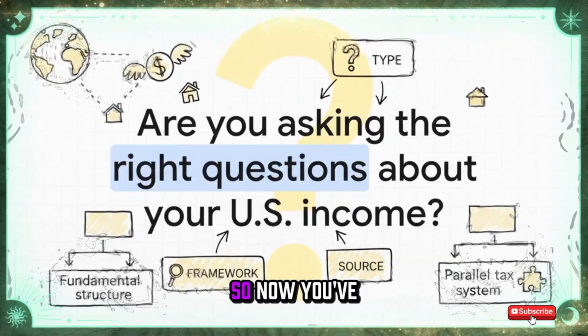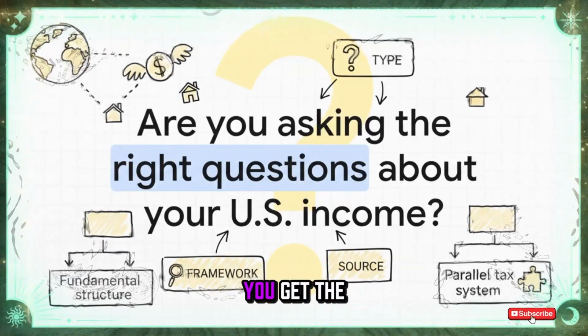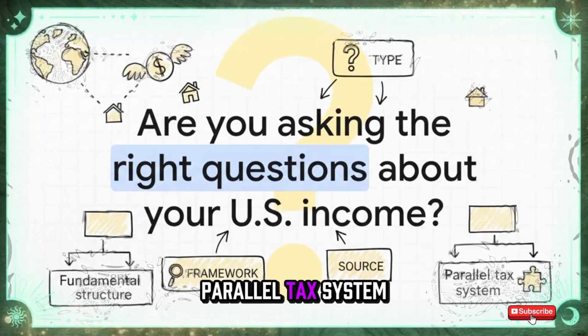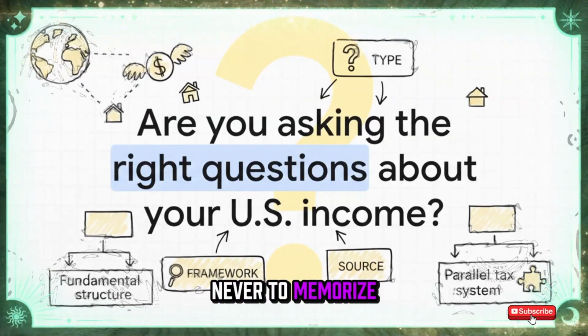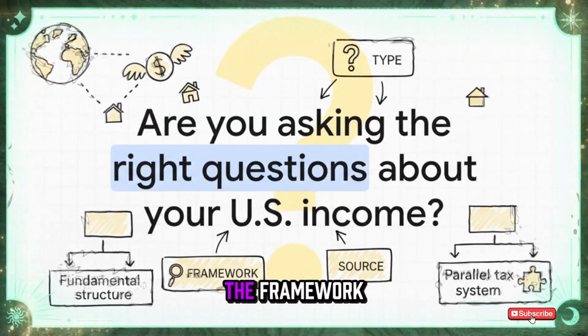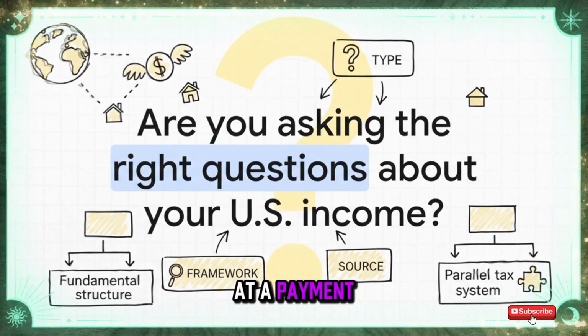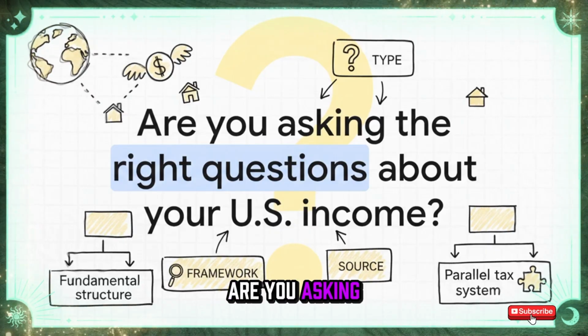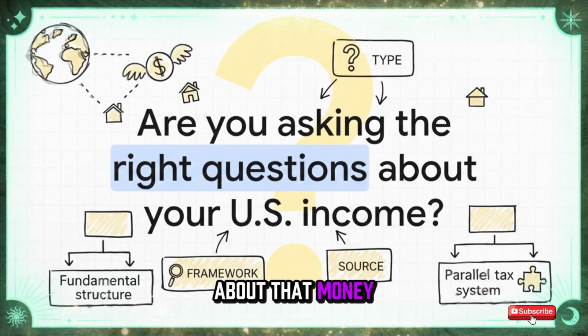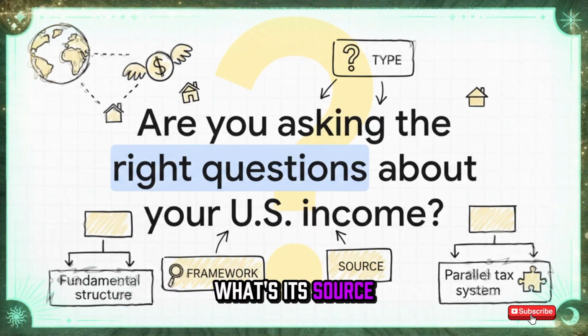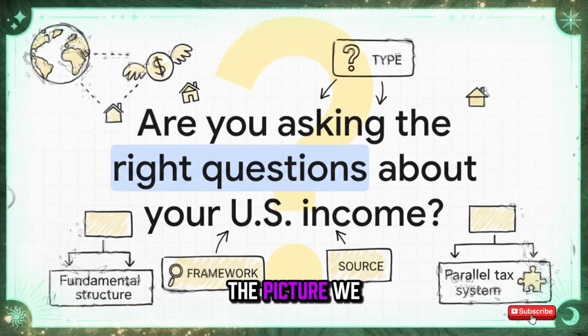That's it. So now you've got the mental model, right? You get the logic behind this parallel tax system. The goal is never to memorize every rule, it's to understand the framework. So the real question now is for you. When you look at a payment you got from the US, are you asking the right questions about that money? What's its type? What's its source? And how does it fit into the picture we just laid out?